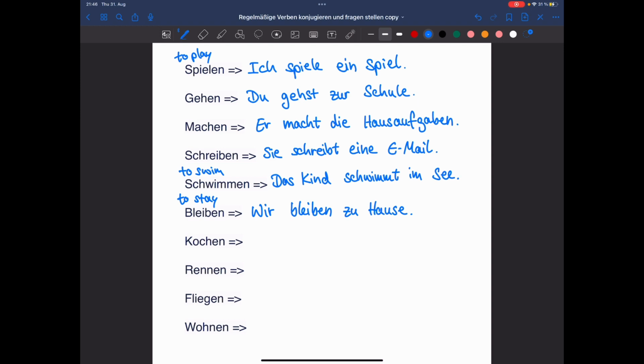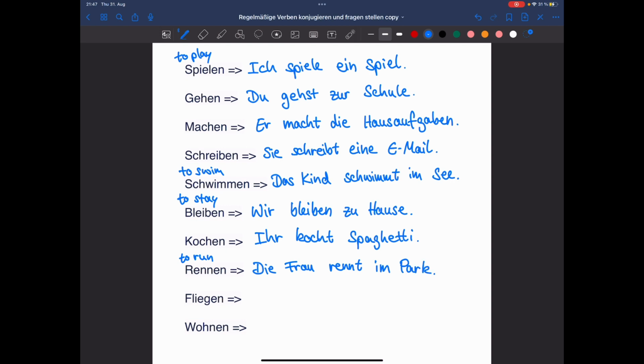Next one, kochen, to cook. Ihr kocht Spaghetti. You're cooking spaghetti. Rennen means to run. How about the woman? Die Frau rennt. Where is she running? Running to, or where is she running? Rennt, maybe im Park. She's running in the park.